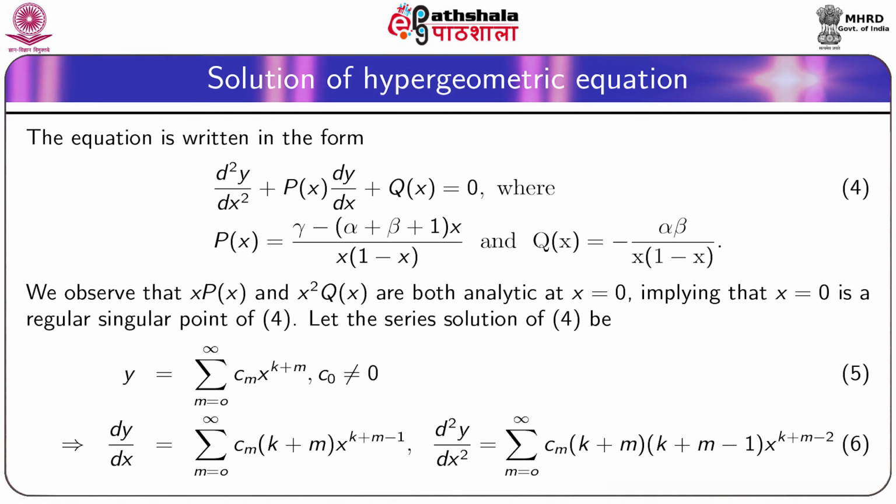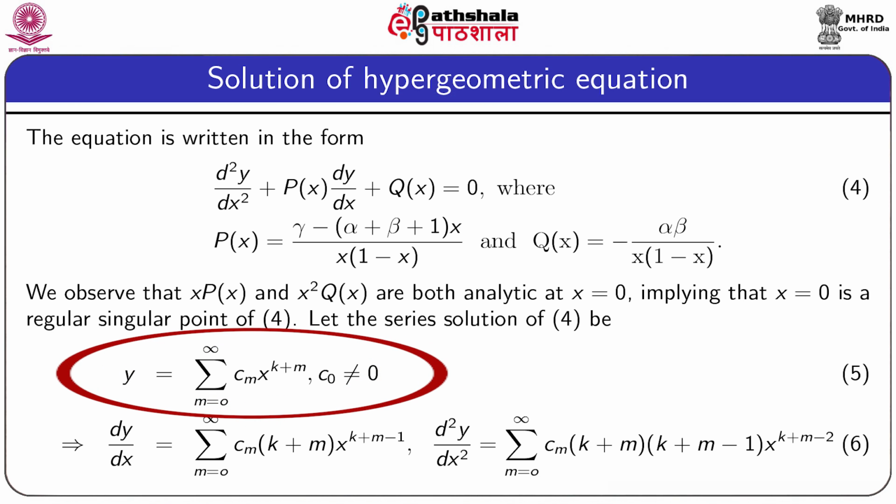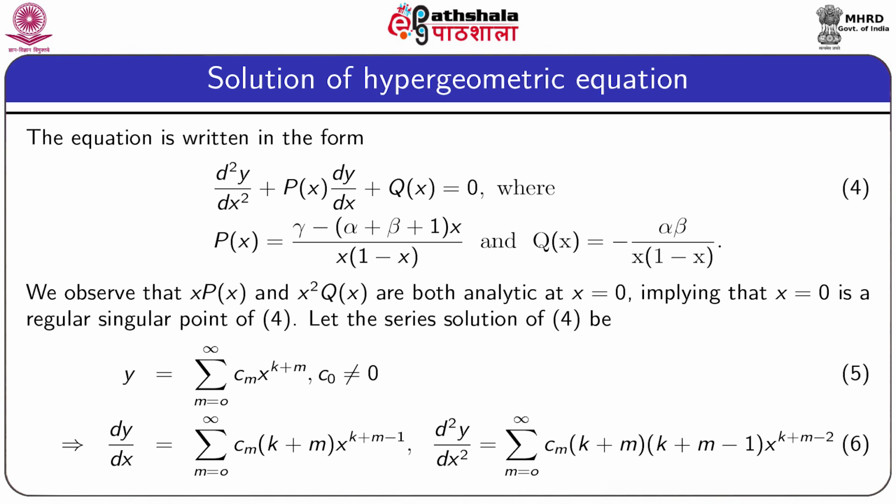We assume the series solution of 4 to be of the form y equal to summation m equal to 0 to infinity C m x to the power k plus m, where C0 not equal to 0, given by equation 5. This implies dy dx is equal to summation m equal to 0 to infinity C m into k plus m x to the power k plus m minus 1 and d2y dx square equal to summation m equal to 0 to infinity C m into k plus m into k plus m minus 1 x to the power k plus m minus 2, given by equation 6.